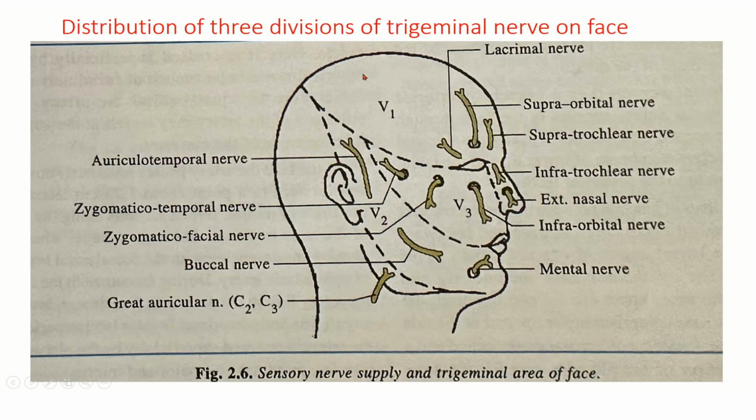You can see here the area of distribution of the three divisions of the trigeminal nerve. V1 represents the area of distribution of the ophthalmic nerve, V2 represents the area of distribution of the maxillary nerve, and V3 represents the area of distribution of the mandibular nerve. So almost the entire face, the scalp and forehead are supplied by the trigeminal nerve, except a small area of skin in relation to the angle of the mandible, which is supplied by the great auricular nerve.